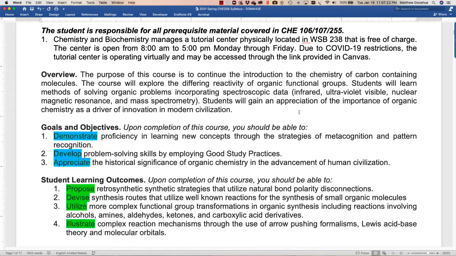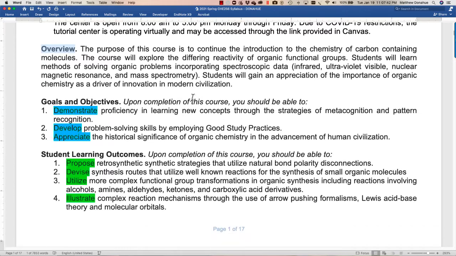So what are we doing this semester in terms of an overview? We're going to look at the chemistry of functional groups, and it's going to be presented to you in a logical fashion according to the oxidation state of the carbon bearing the functional group, and we'll see that a little bit later in the modules.